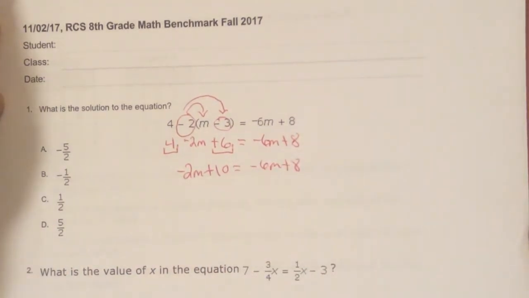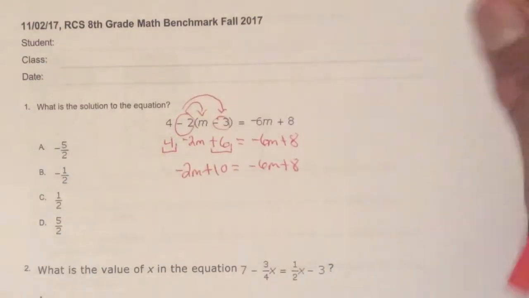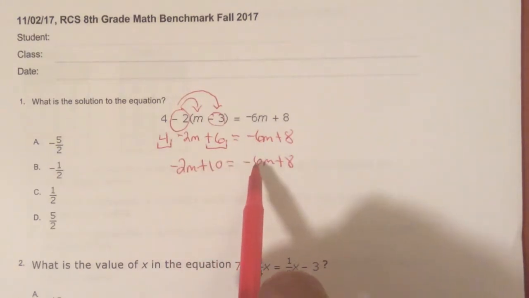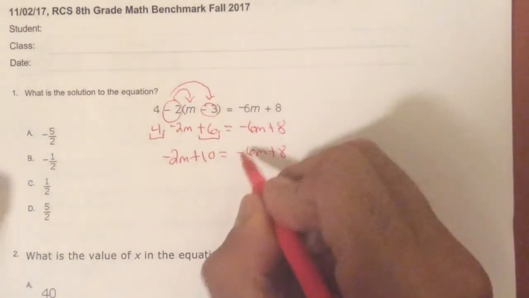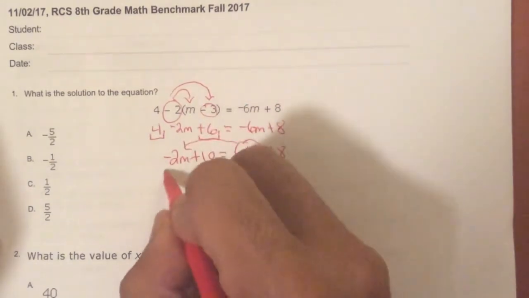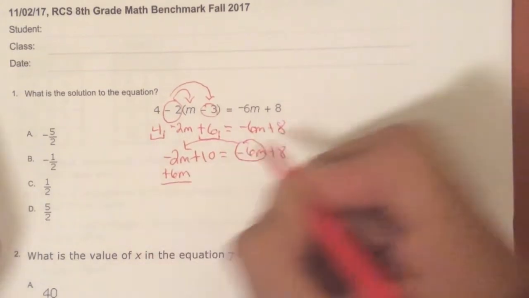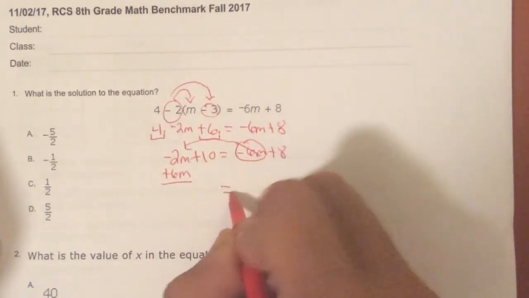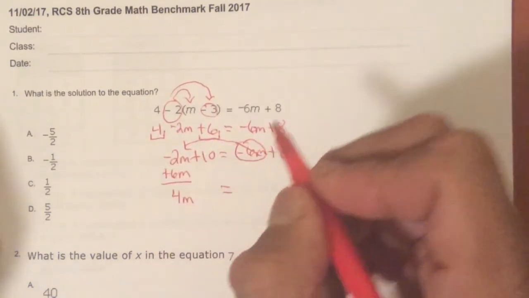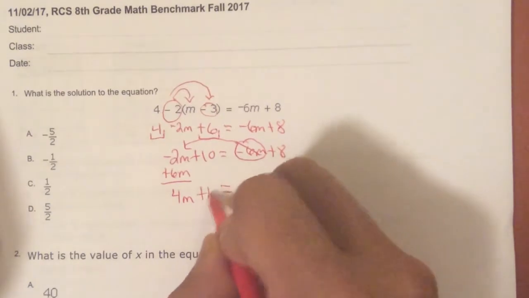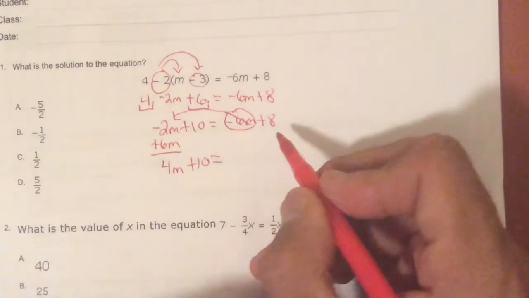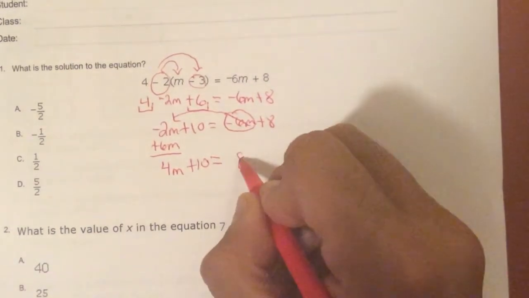Now, I need to decide if I want to move the negative 2m over here, or if I want to move the negative 6m over here. So what I'm going to do is I'm going to move this negative 6m over to the other side, and it becomes a positive 6m. So I'm left with negative 2m plus 6m is positive 4m. Okay, then bring down your plus 10. And then, of course, on the right side, you're left with just 8.